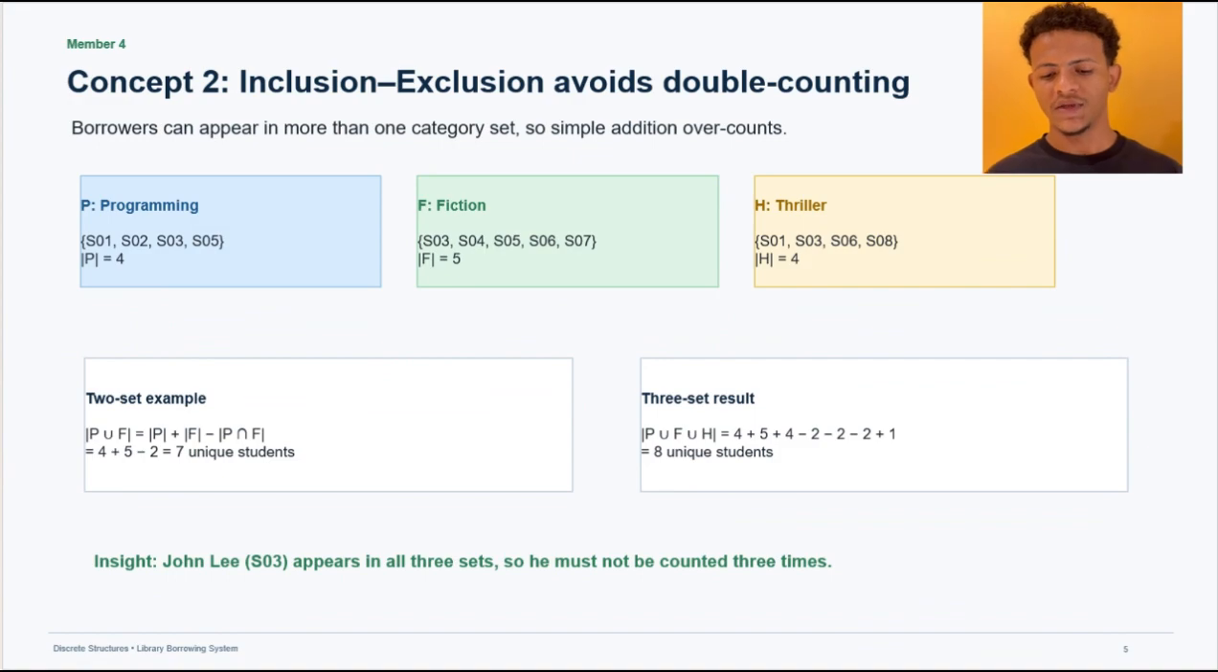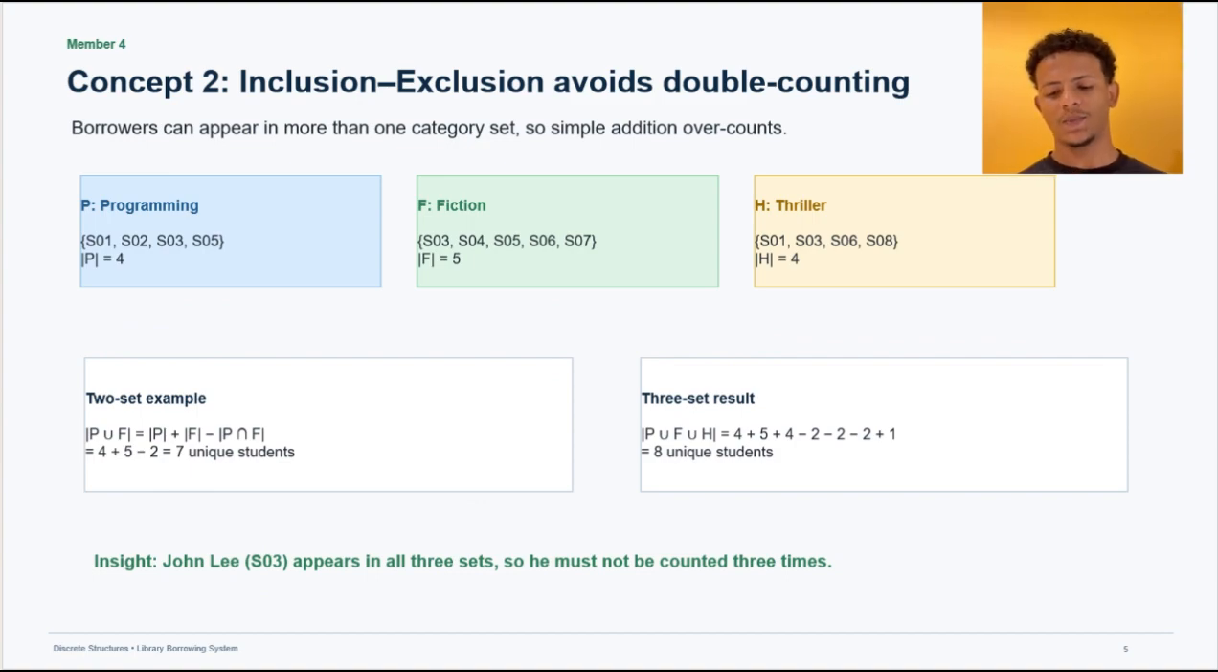The second concept is the inclusion-exclusion principle. We use this principle when some students are counted in more than one group. In our library system, set P is for programming, set F is for fiction, and set H is for thriller. There are 4 programming students, 5 fiction students, and 4 thriller students.